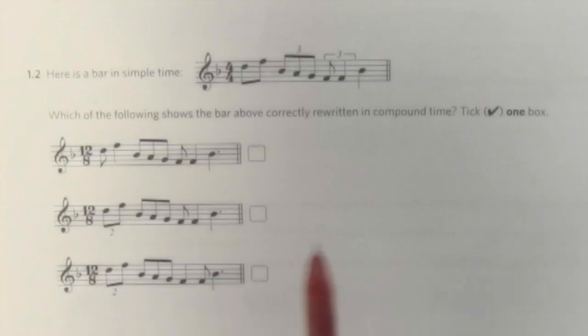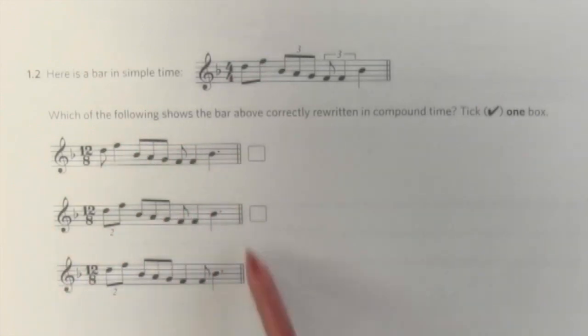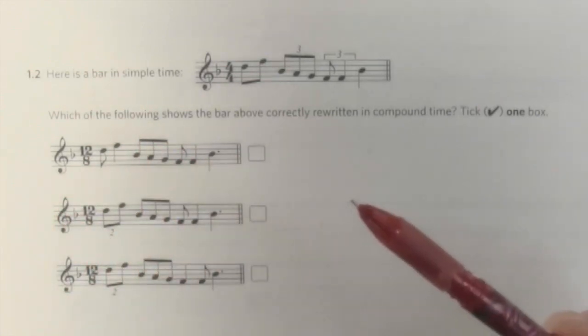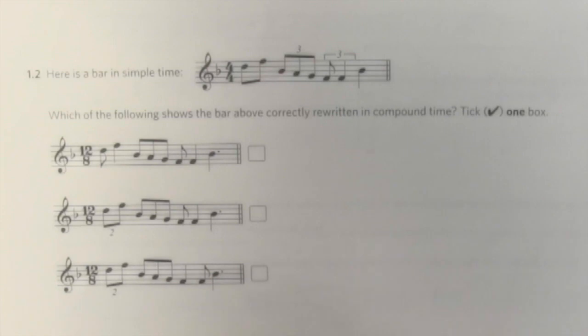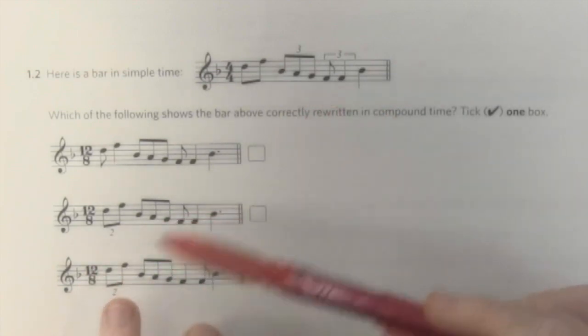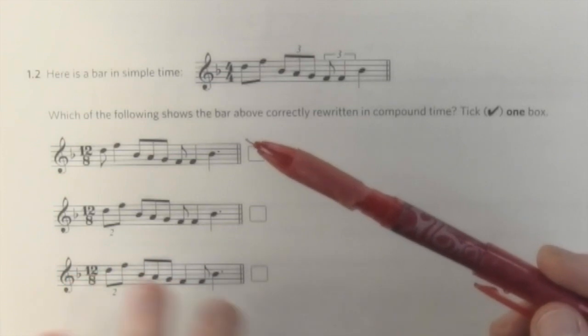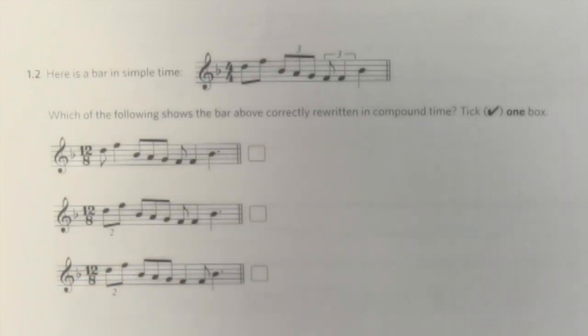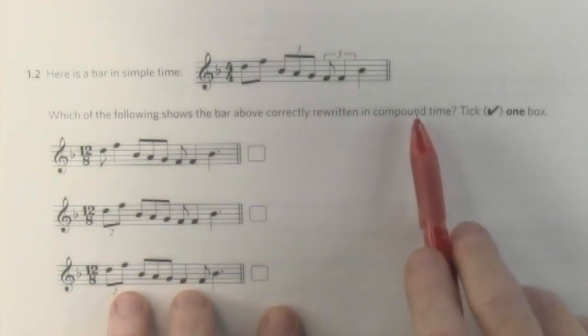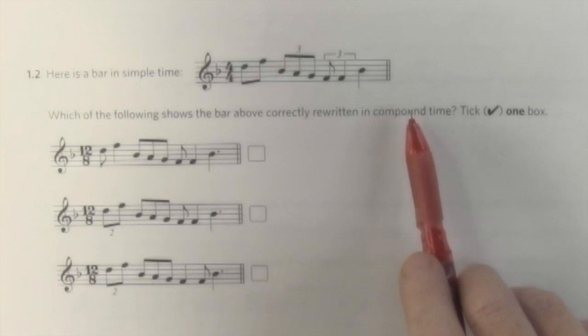Exercise 2. This bar is written in simple time, and one of these bars rewritten in compound time is correct, which means that it has the same rhythm but in another time signature. This is a very clever question from ABRSM, and I really like it. Now, you need to think of the seats when you do this, and there is a TikTok that I created on this, so you can go and watch it.